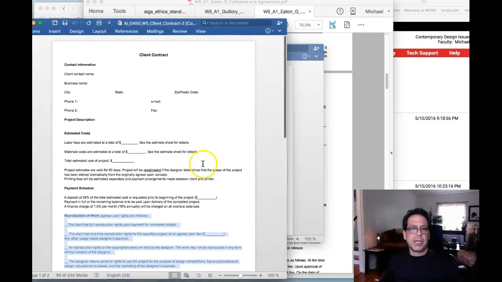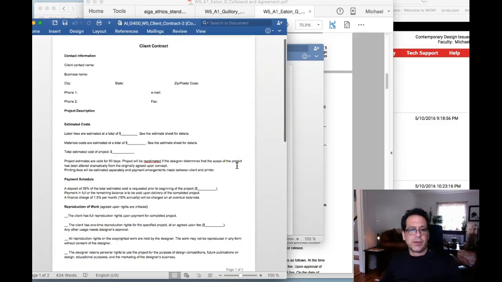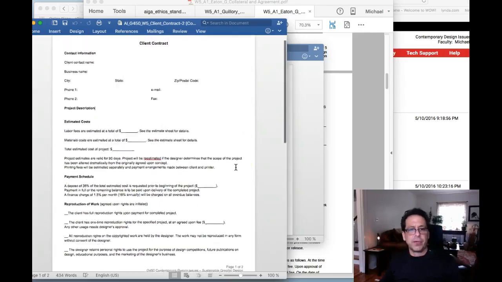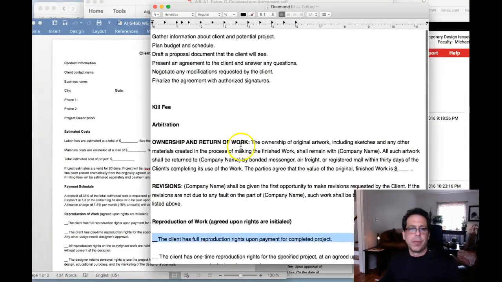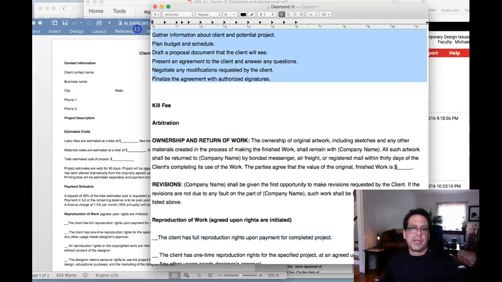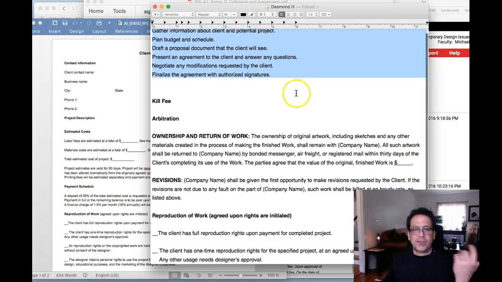This is the AIGA design contract. And there's a couple of things in here that are really, really super important. I've made a little list over here so that we can go through them. Basically, this is gather information, plan, budget, draft a proposal, present an agreement, negotiate any modifications, and finalize the agreement. Those are the basic steps.